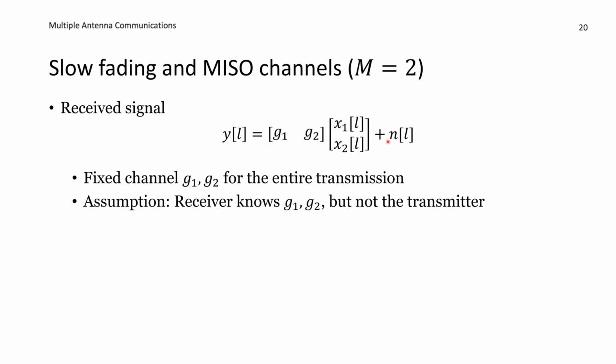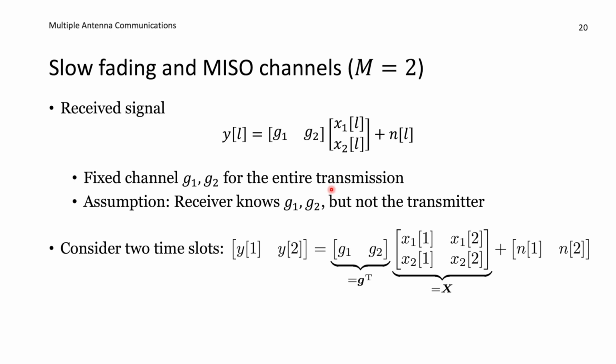And this is a slow fading channel, which means that the realizations of G1 and G2 are random. The receiver knows them, but the transmitter doesn't. It's the same realization throughout the communication. And normally we would let the transmitter select the vector here with the X values to be based on the channel, but we can't do that here. So what else can we do?